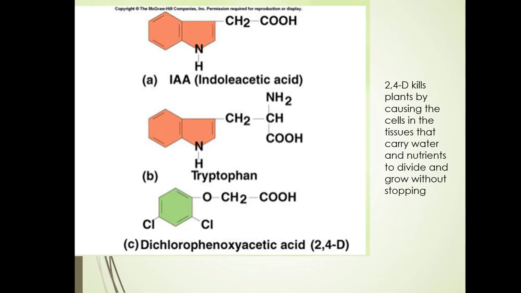2,4-D kills the plant by causing the cells in the tissues that carry water and nutrients to divide and grow without stopping. It's just uncontrolled growth, and the plant dies because of that. So I totally advise you not to use weed and feed. This is one of the main things that are used in weed and feed. It's a terrible herbicide.